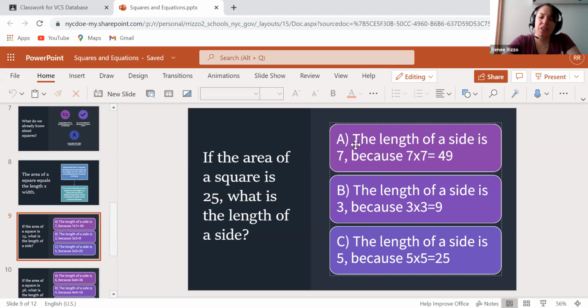B, the length of a side is 3 because 3 times 3 equals 9. We're not looking for an area of 9. We're looking for an area of 25. So here, our best answer would be C. The length of a side is 5 because 5 times 5 equals 25.